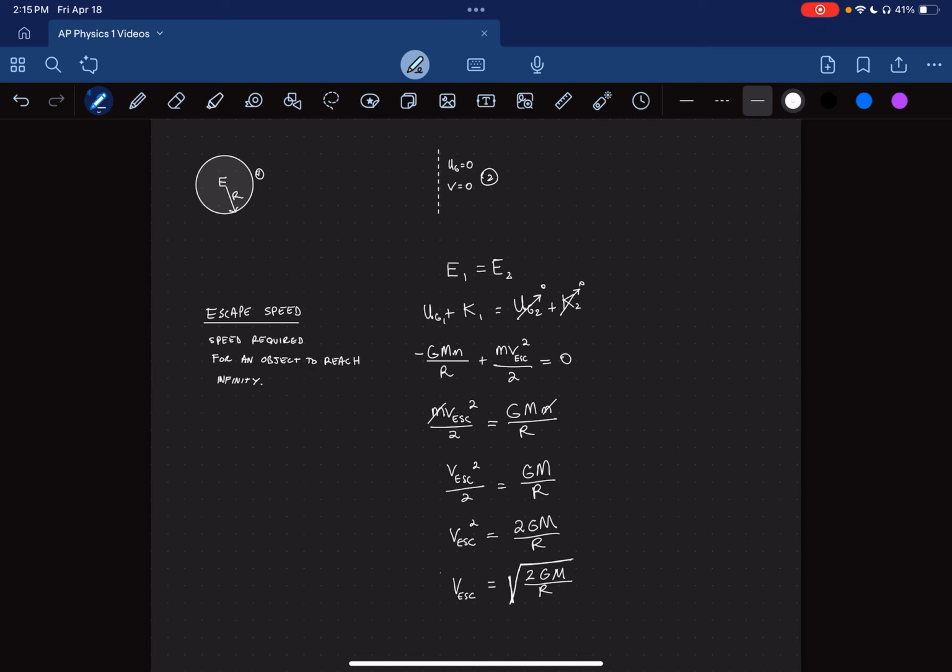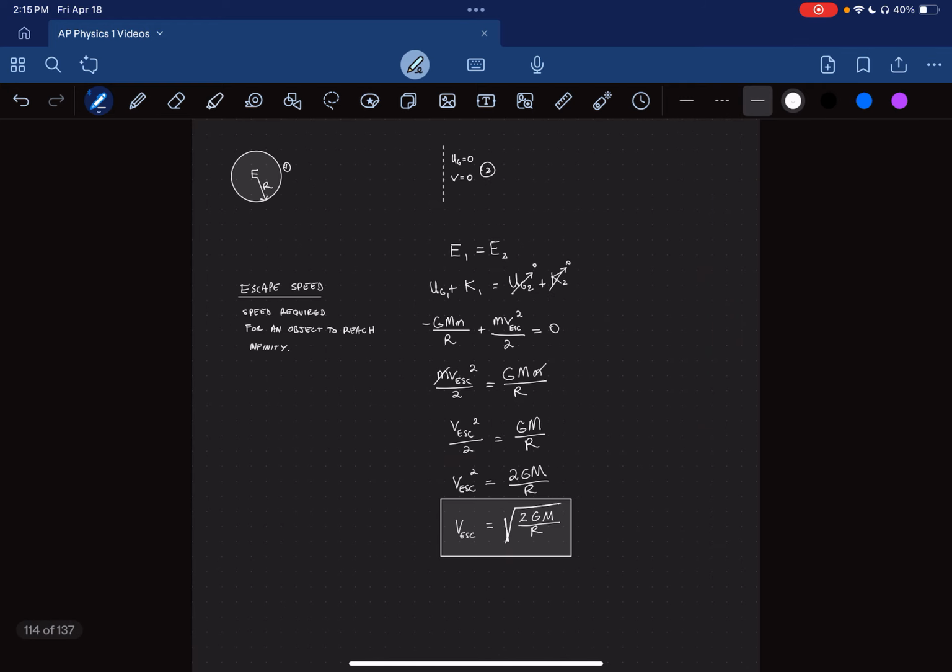Cool. Well, that is the minimum speed needed to get away from a planet or something: the square root of 2GM over R. That is it.